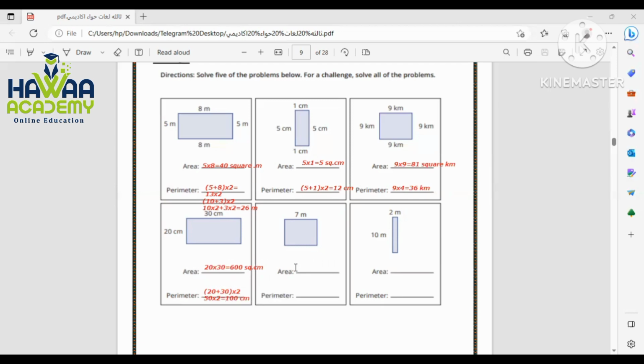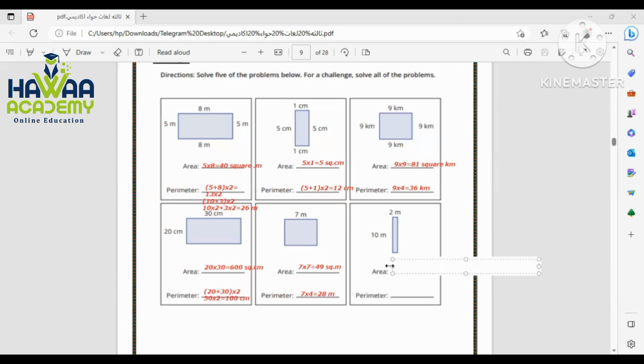centimeters. Here's the area. Okay, this is a square. The lengths of the square are all equal, so it will be 7 times 7 equals 49 square meters. And the perimeter of the square, side length times 4, equals 28 meters.